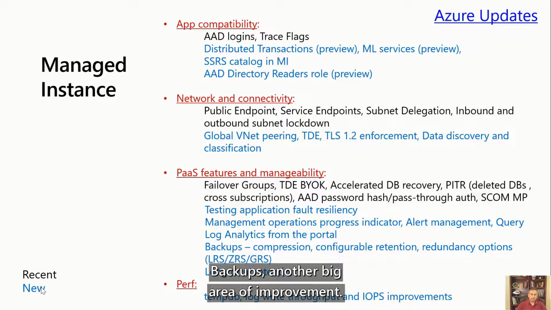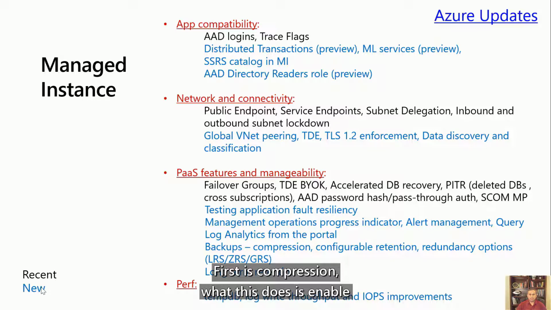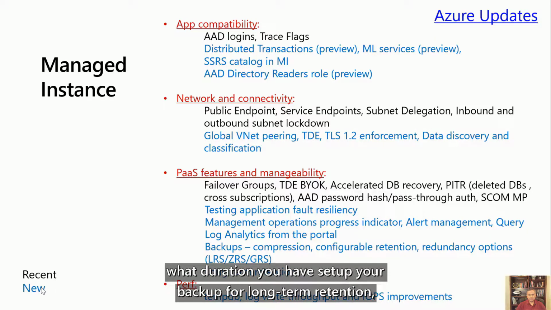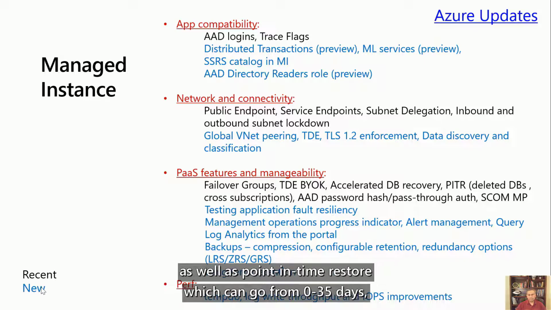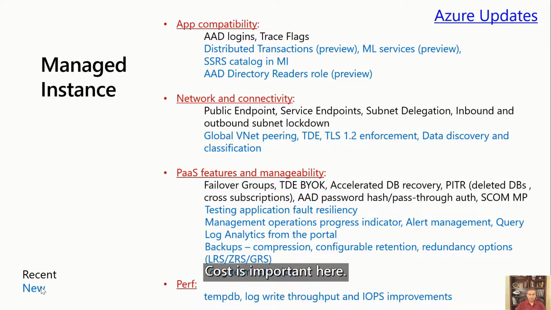Backups, another big area of improvement. It is something that we continue to invest in multiple parts. First is compression. What this does is save you cost, because backup is charged and the storage footprint of the backup depends on what duration you have set up your backup for long-term retention, as well as point-in-time restore, which can go from 0 to 35 days and for long-term retention up to 10 years. So cost is important here. So compression helps you save costs by reducing the footprint of each backup.